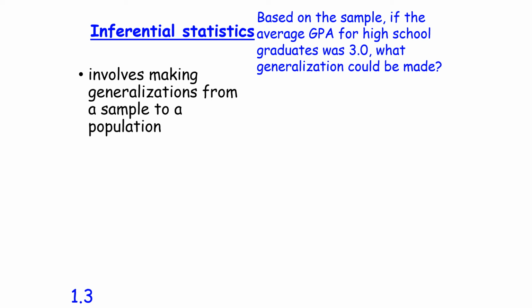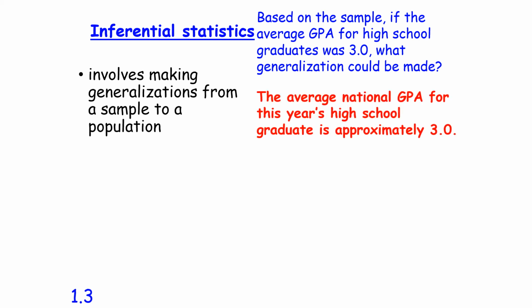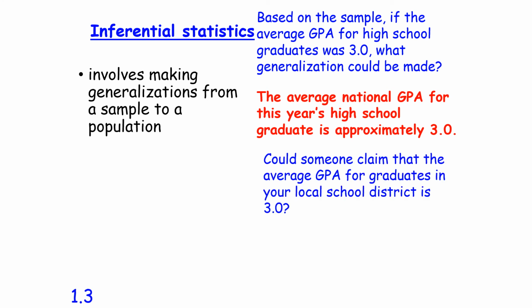If the average GPA for high school graduates was 3.0, what generalizations could be made? You'd be able to say that the average national GPA for this year's high school graduates is approximately 3.0. That's what you could say. Could someone claim that the average GPA for graduates in your local school district is a 3.0? What do you think?